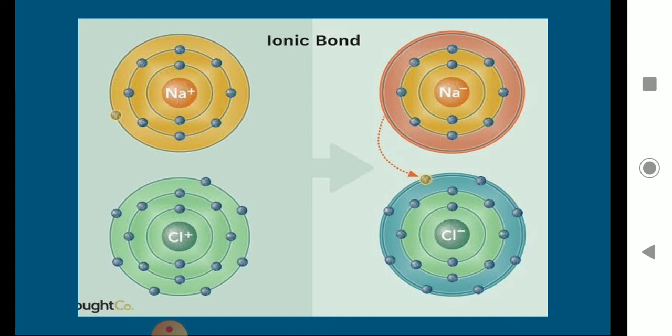So this type of bond, where an electron is given and the other atom receives that electron, is formed between the sodium and chlorine. They will not leave each other and go. So that bond is called an ionic bond.